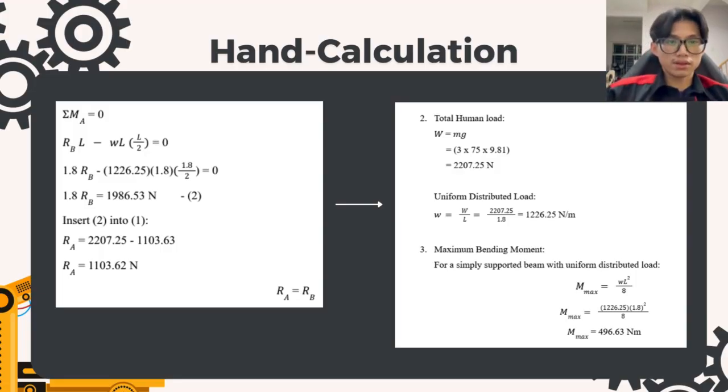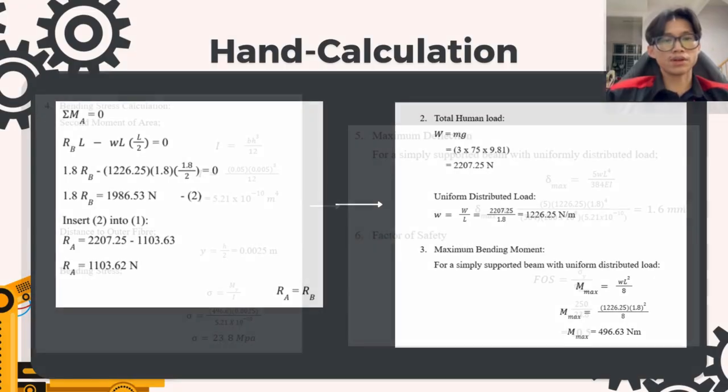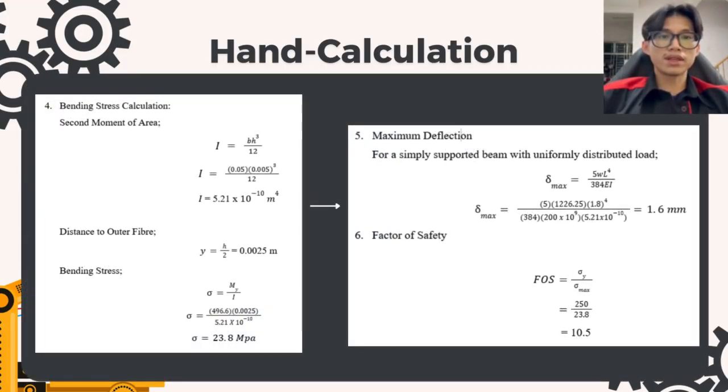And the third one, for finding the maximum bending moment, the formula is WL squared over 8. So the answer is 496.63 Newton meter.